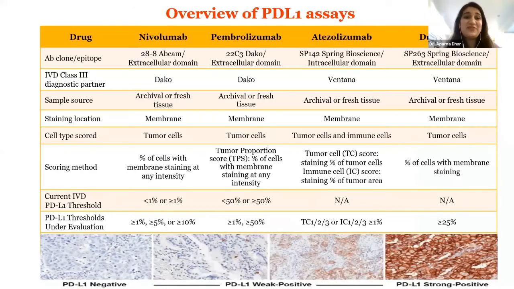So what we see over here is the clones, and as you can see, there are a lot of drugs that are available. You've got different platforms. You've got the Dako and the Ventana platform. You've got different clones. You've got your 22C3. You've got your SP142, SP263, 288.